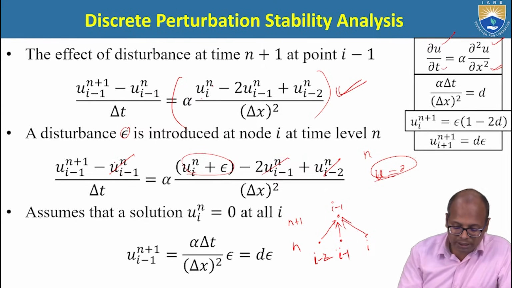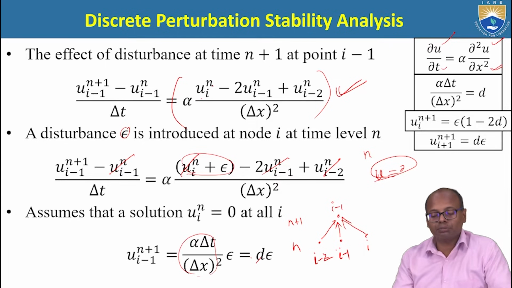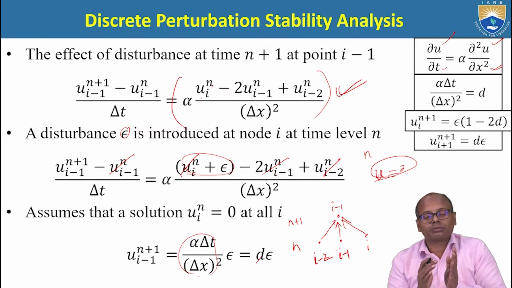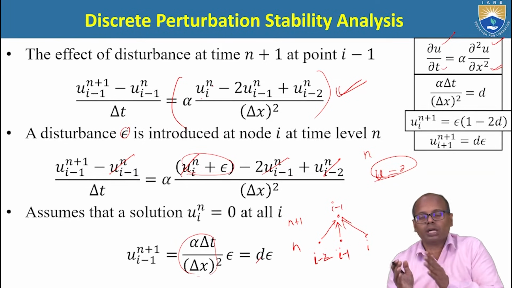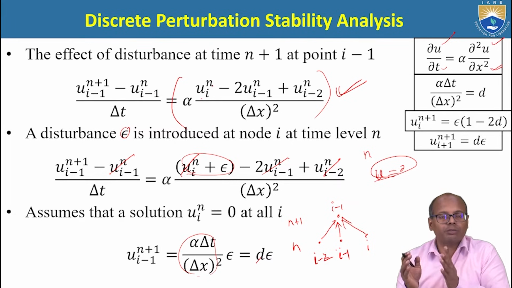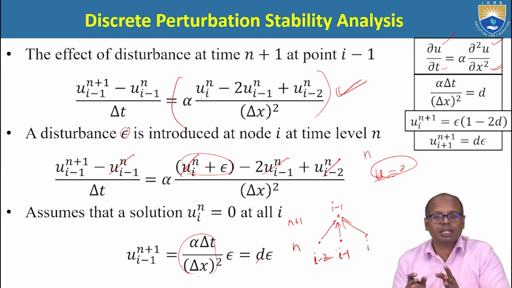So if I put like that, and this one is also 0. Now it is simplified into u_i-1^(n+1) is equal to alpha delta t by delta x square into epsilon. Now again this is equal to d that we have already assumed. So it is becoming like this. So at the i minus 1 node and i plus 1 node, at time n plus 1, it is remaining the same and it is equal to d into epsilon.